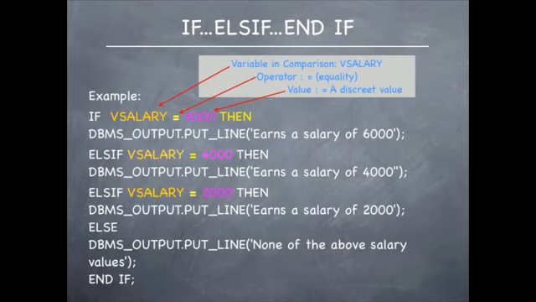If it is false, you don't have any more checks to perform. However, you still want to take care of the situation where none of the conditions were met. This is done with the else, which will display the string none of the above salary values.